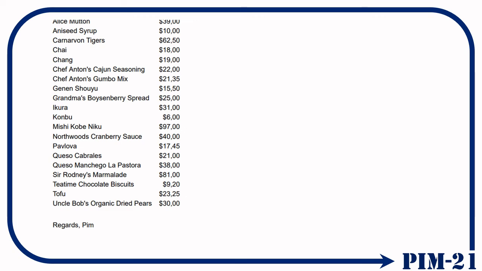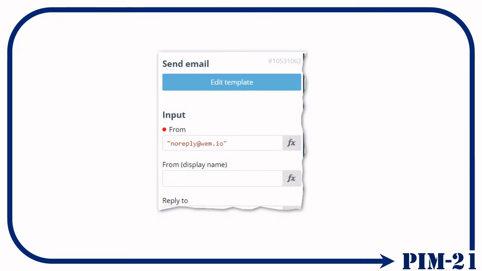So far our application works fine. But there is one issue. As the sending email address, we have used no reply at wem.io. I can imagine you want to use an email address from your own organization instead. Of course, you can simply enter another email address here. That might, however, cause problems.